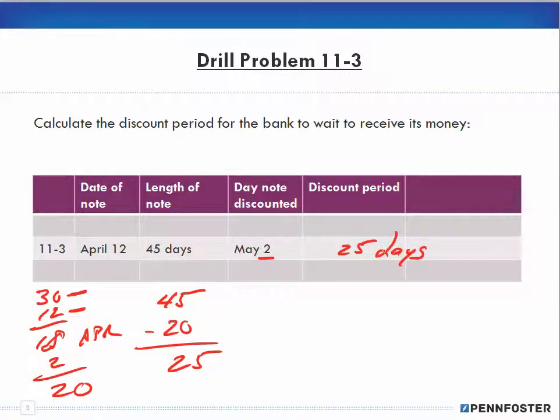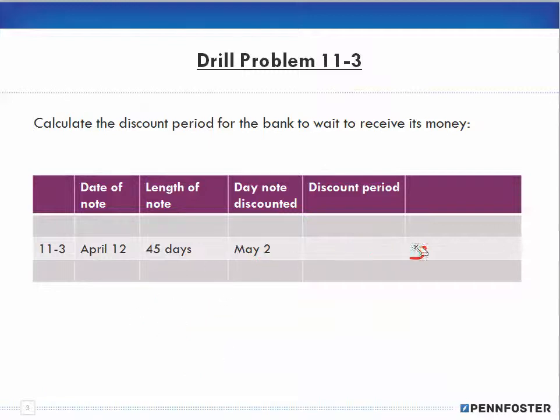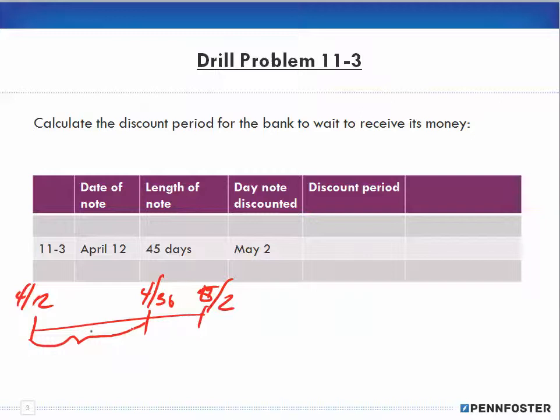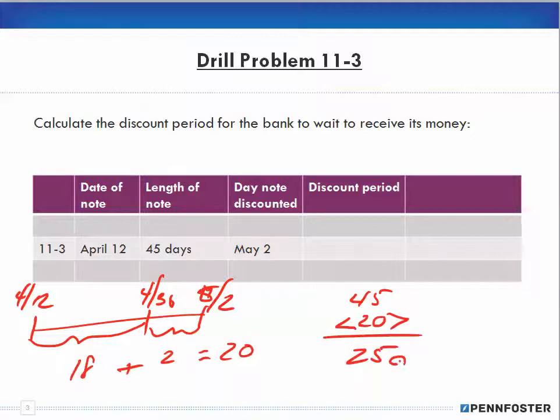Okay, let me go over that since it looks a little sloppy here and I had to think through it a bit. Go over it real quick. All right, so here's the timeline. Here's April 12th, and here's May 2nd. So the end of the month is April 30th. So in this period of time, 30 less 12 is 18 days, plus the 2 days here, that's 20 days. And the length of the note is 45 days, so we take out the 20 days, so the discount period ends up being 25 days.